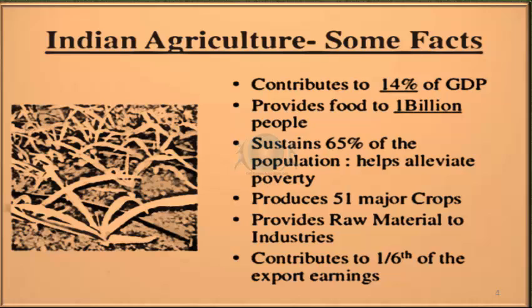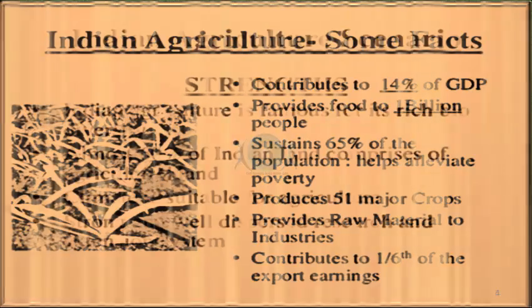Indian agriculture contributes 14% of GDP and it provides food to more than a billion people. This sustains 65% of our country's population. Indian agriculture overall produces more than 51 major crops and provides raw material to industries, and its contribution to export earnings is fairly big, to an extent of 1/6 of the total export earnings over the years.